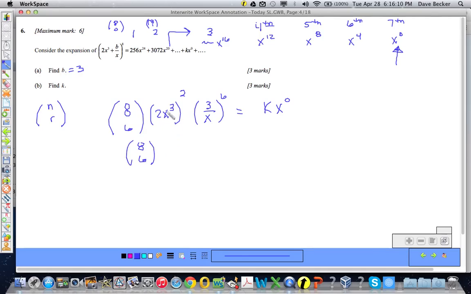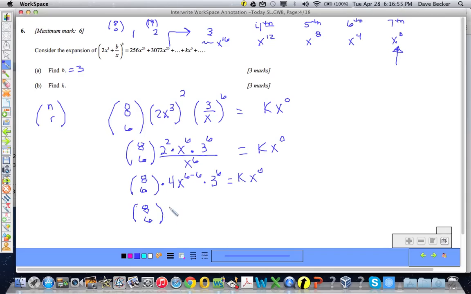So we have 8 choose 6, and so this would be 2 squared times x cubed squared is x to the 6 times 3 to the 6 over x to the 6, and we want that to be equal to kx to the 0. And I'm going step by step here. Forgive me, I don't mean to be insulting, but I just want to make sure you understand. 8 choose 6, 2 squared, I'm going to go ahead and get crazy and write that as 4, so that's times 4. x to the 6 minus 6, there you go, boys and girls, times 3 to the 6 equals kx to the 0. And clearly we're going to get 8 choose 6 for x to the 0 times 3 to the 6 is equal to kx to the 0. So you can see that we got the x to the zeros. And what's happening algebraically is those guys are canceled out.